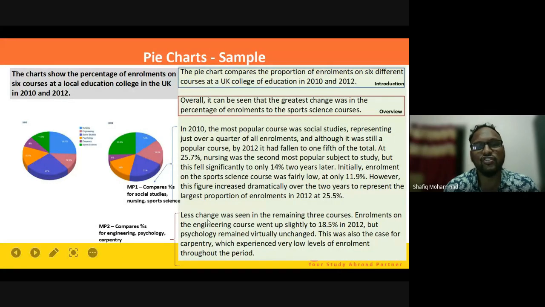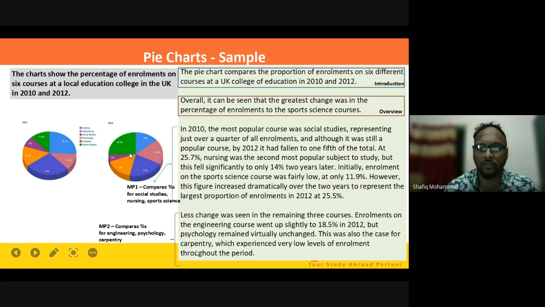See, less change has been seen. So that means whatever it is greater here, he was talking about in the first paragraph, isn't it? Then obviously we need to compare and contrast between both. And here he's mostly talking about the lower percentages. See, less change has been seen in the remaining three courses. So obviously enrollments on the engineering course went up slightly, 18.5% in 2012, but psychology remained virtually unchanged.